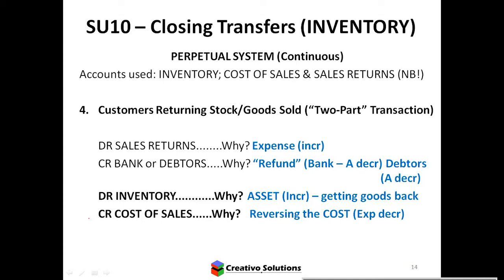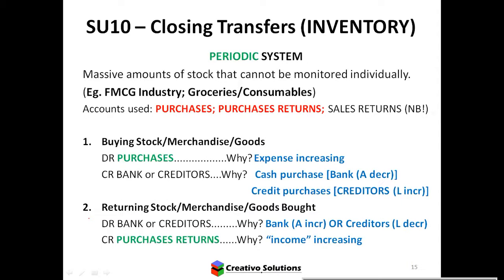Notice how it's a two-part transaction, right? Because when you buy stock, you need to record it. When you get stock that comes back in terms of a return, you need to record it. And I'm obviously reversing out the sales because I no longer sold. What type of account would sales returns be? A sale is income. So the sale return would be an expense. Exactly. Good.